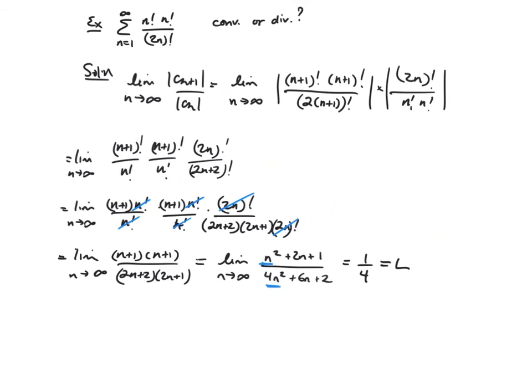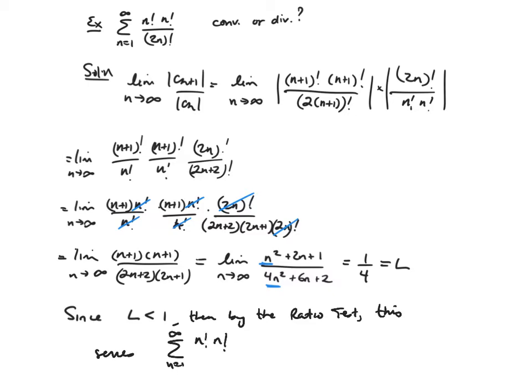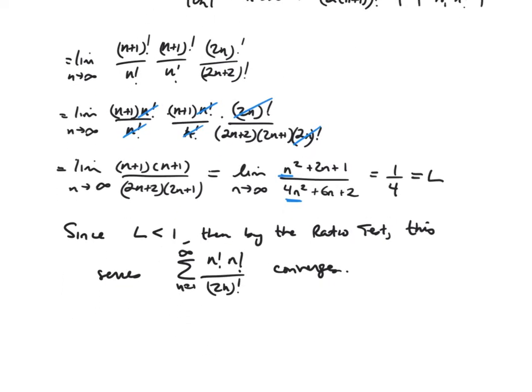All right, since L is 1/4, which is less than 1, by the ratio test this series, which I can write as such, converges. So we see that a 2n factorial dominates a product of n factorials, as it turns out.